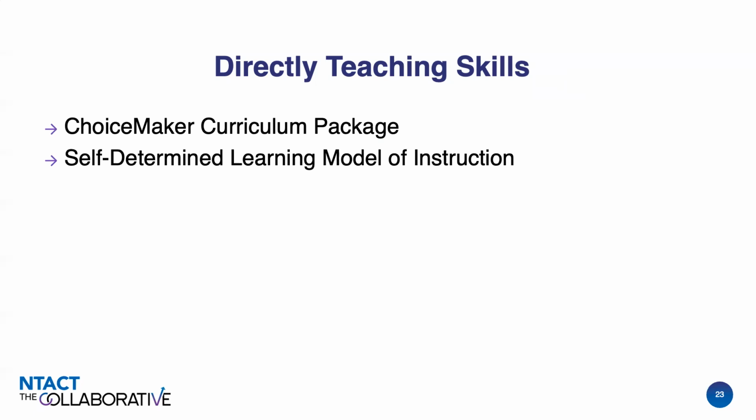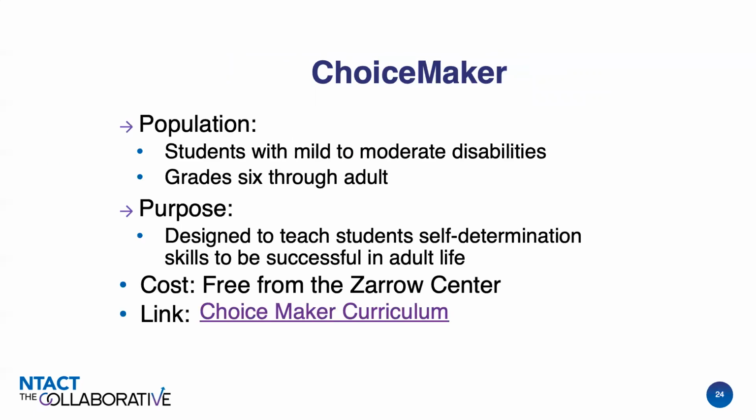The ChoiceMaker curriculum package and the self-determined learning model of instruction are two options that exist to teach these skills. ChoiceMaker is an evidence-based curriculum for students with mild to moderate disabilities. ChoiceMaker lessons provide the methodology and materials to teach the goals and objectives of the ChoiceMaker self-determination curriculum. The modules include choosing education, employment, personal, daily living, housing, and community goals, the self-directed IEP, and take action.